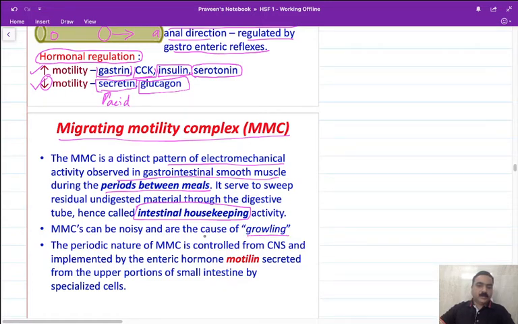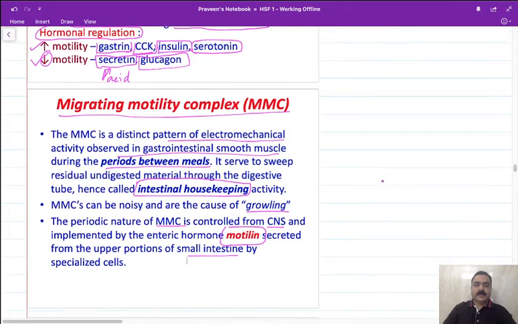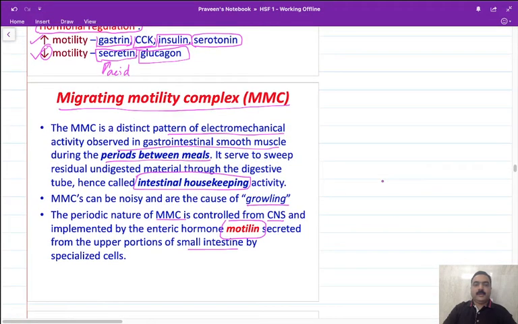The periodic nature of the migrating motility complex is controlled by the central nervous system and implemented by an enteric hormone. Which hormone? Motilin. Motilin is secreted from the upper portions of the small intestine. The small intestine secretes the hormone called motilin, and motilin helps to do the migrating motility complex. So that's about the migrating motility complex.